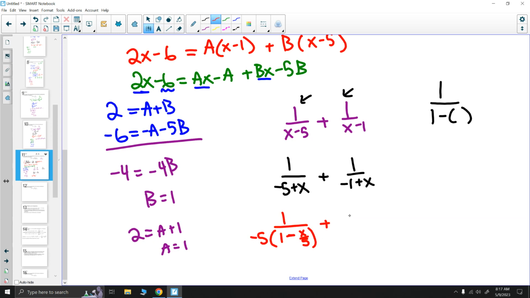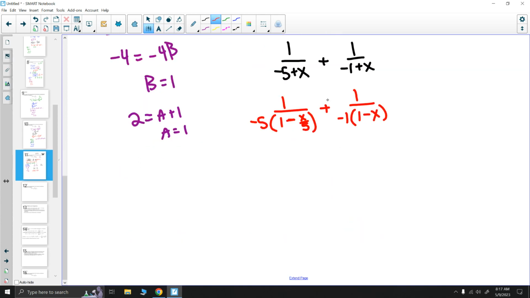Plus, over here, the 1's fine. I'm going to pull out a negative 1, and that would leave behind 1 minus x. Okay, so this sum and this sum can both be individually written. This would be negative 1/5. That made it even worse.